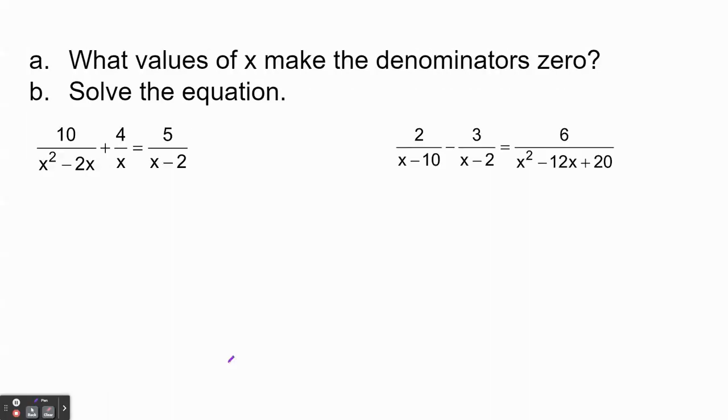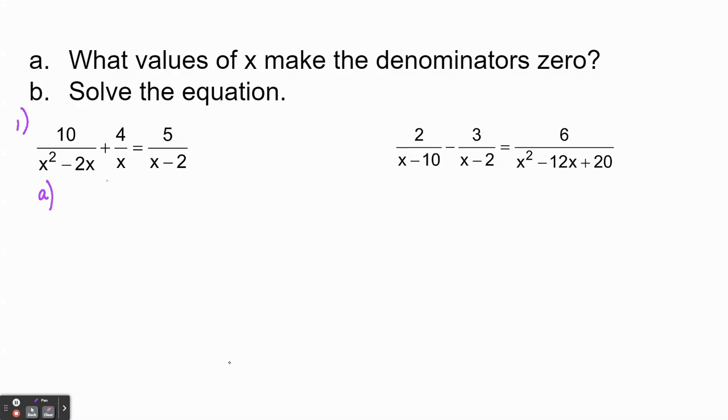In this video, we are going to be finding the values that make a denominator equal to 0, as well as solving these rational equations. Now, let's start with the problem on the left here. We'll call it problem 1. We need to know what values of x would make the denominators equal to 0.